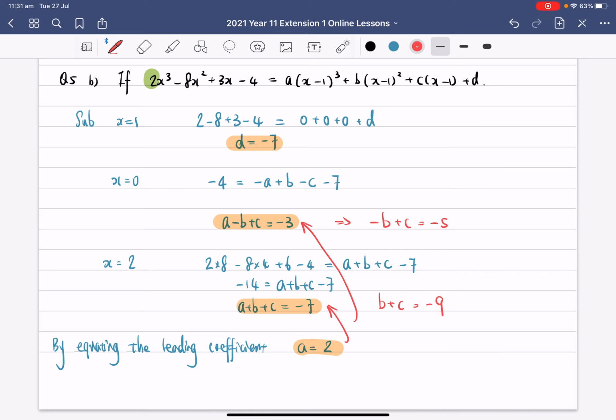So now all we have to do is solve these 2 equations. We can call this equation 1, equation 2. Equation 1 plus equation 2, 2c is minus 14, so c is equal to minus 7, and then in that case b is equal to minus 2, and that's all. So we've got our answers. d equals minus 7, b equals minus 2, c equals minus 7, and a is equal to 2. So these are the answers we have. That's all.